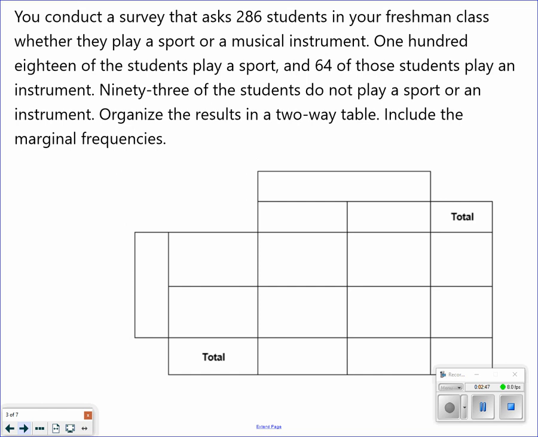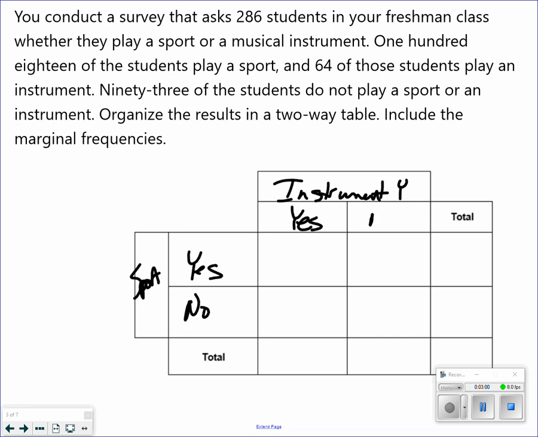So let's go sport, yes. Sport, no. Instrument, yes. And instrument, no. So now, 118 of the students play a sport, and 64 of those play an instrument. So yes to a sport and yes to an instrument is 64. And then 118 play a sport. So 118 total said yes to sport, of which 64 also play an instrument.